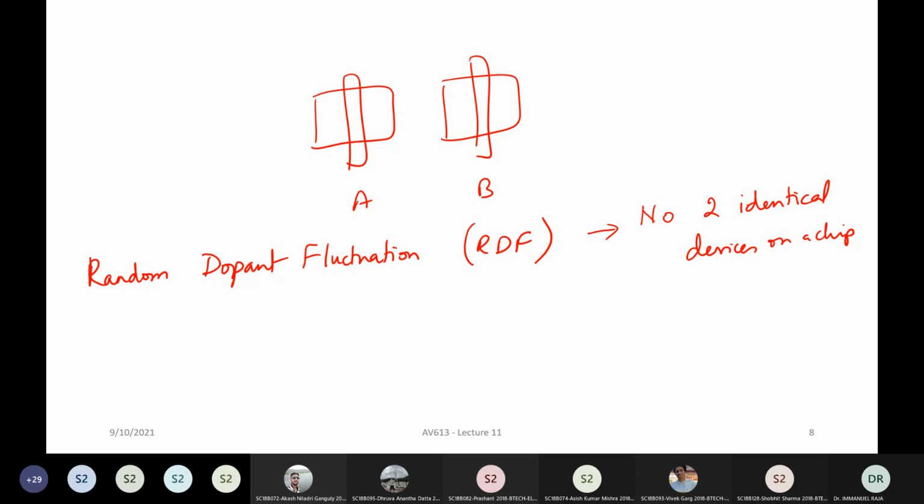Whereas this is different from process variation where the entire wafer is affected. The entire wafer, all the transistors' threshold voltage go up or go down. That is different. RDF is different. Gradient error is different. So please make sure that you understand these things very clearly. Now, why is this?